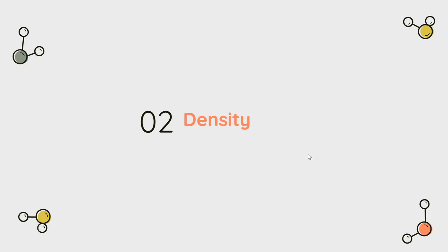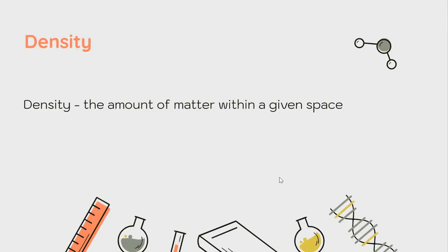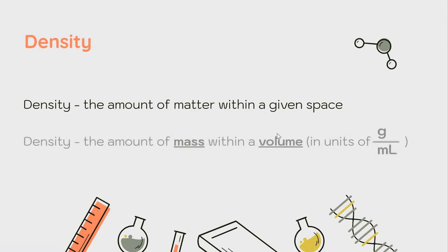Now let's talk about density. Since we have the parts, we can put them together. Density, the definition would be the amount of matter within a given space. But using the terms we just learned, density is the amount of mass within a volume. And the units of density are typically given in grams per milliliter. And this should make sense because we're talking about how much mass in grams there are in how much space in milliliters.